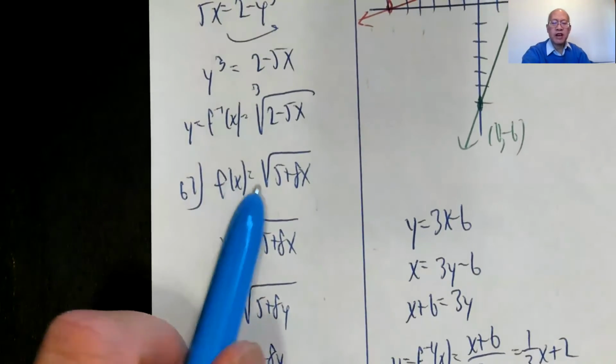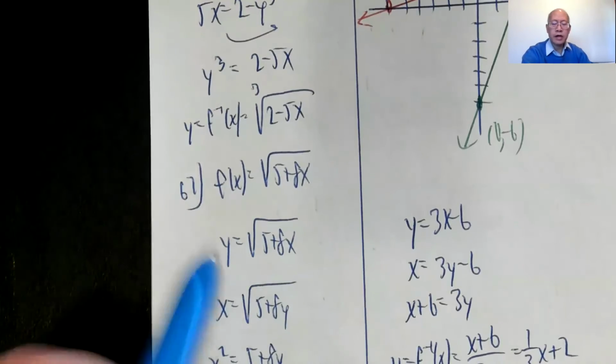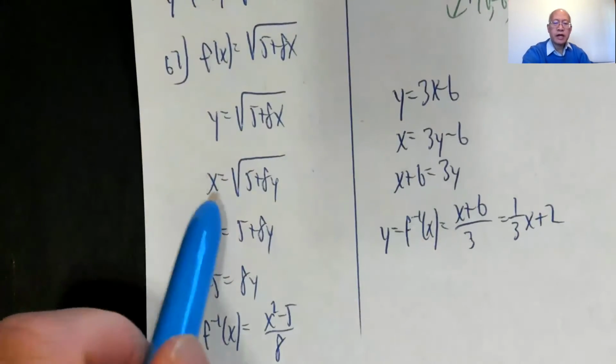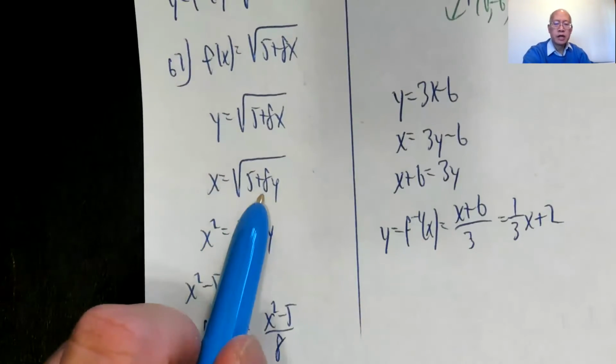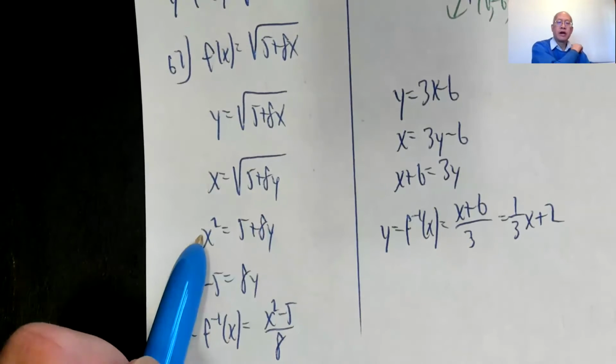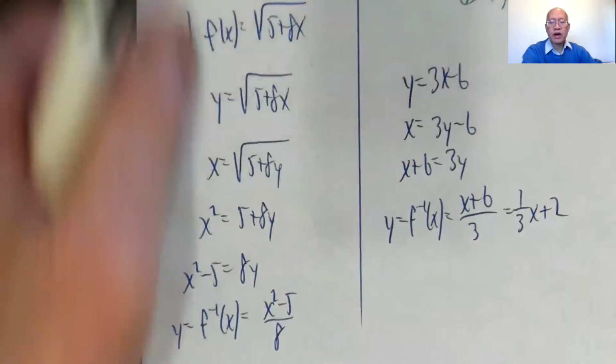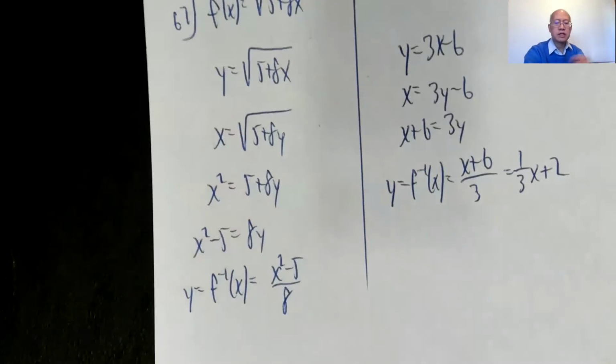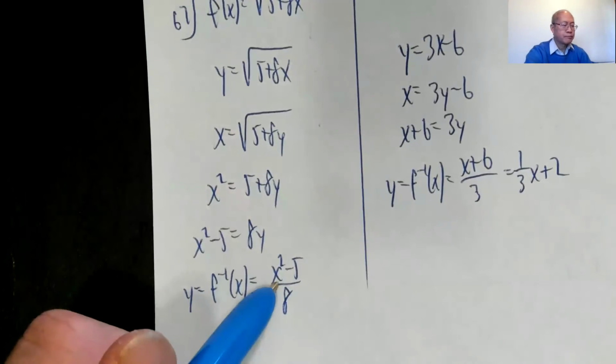f of x is the square root of 5 plus 8x. Call it y. Switch around x and y. x equals the radical of 5 plus 8y. Square both sides, trying to isolate the y. Subtract 5, divide by 8. So y equals f inverse of x equals x squared minus 5 over 8.